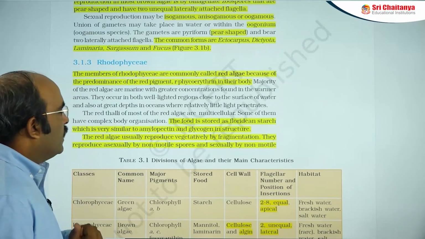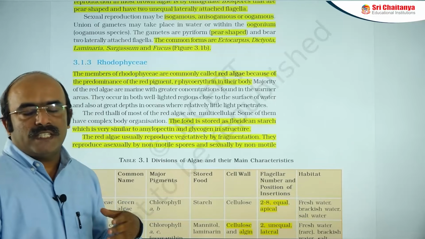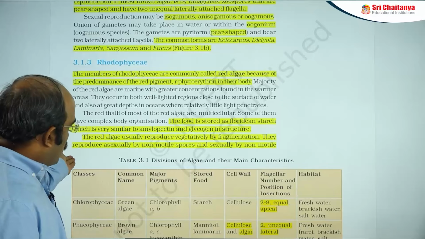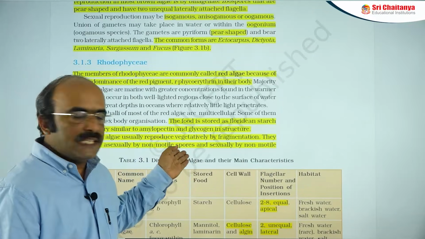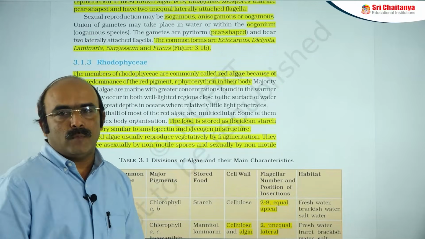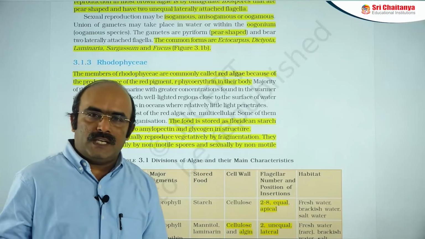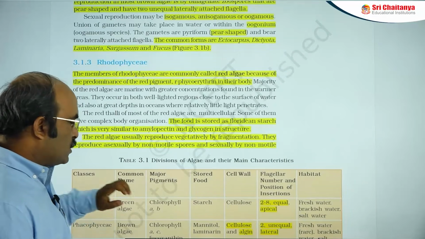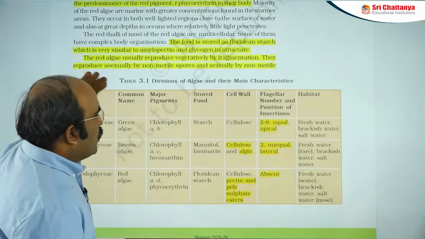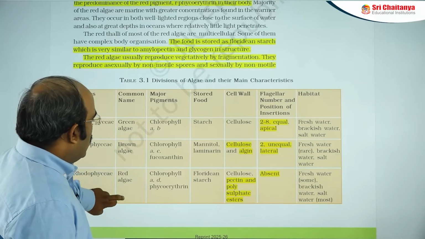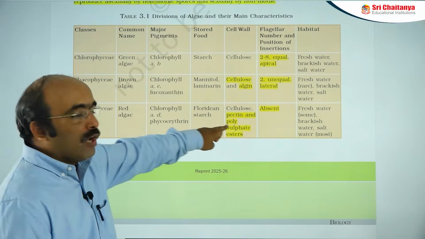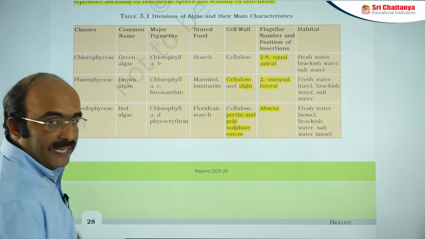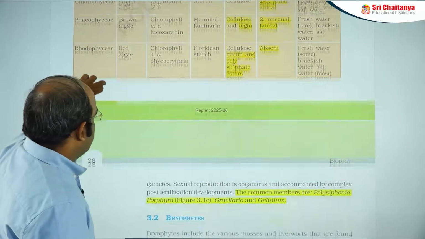That is very important. And in red algae, once again, vegetative reproduction is by fragmentation, but asexual reproduction is by non-motile spores. It's not by motile spores, because in the previous two classes, green algae and brown algae, we have observed motile spores. But here it is by non-motile spores. So the same points are just shown here. Now coming to the red algae with regard to the cell wall, the composition is cellulose, pectin and polysulfate esters. That is also very important.